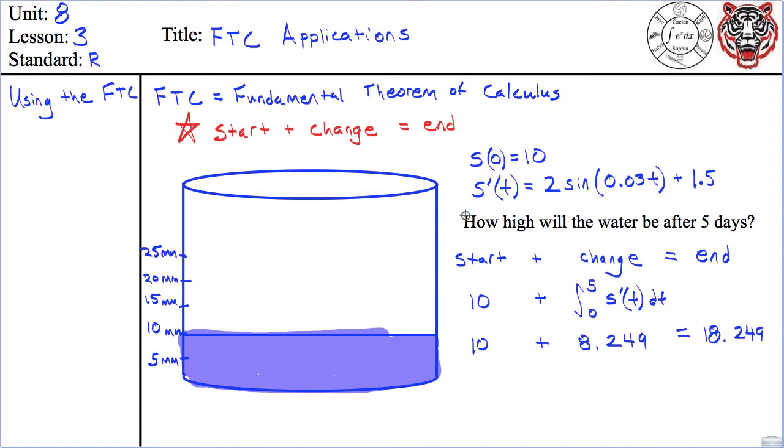So if you're looking at our little picture here, that's why you come up to right about here. Your change here is 8.249, and your final position would give you 18.249. Does it feel like we've already done this before? Yes, that's awesome, because we kind of already have.